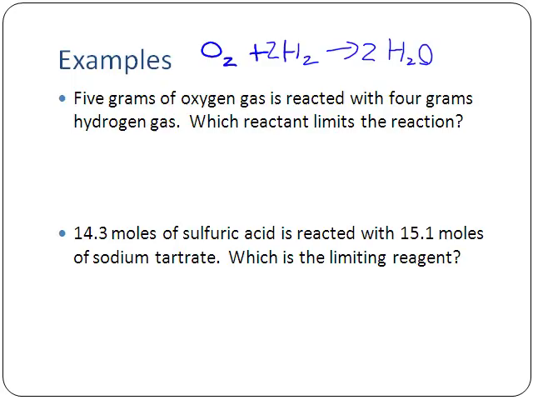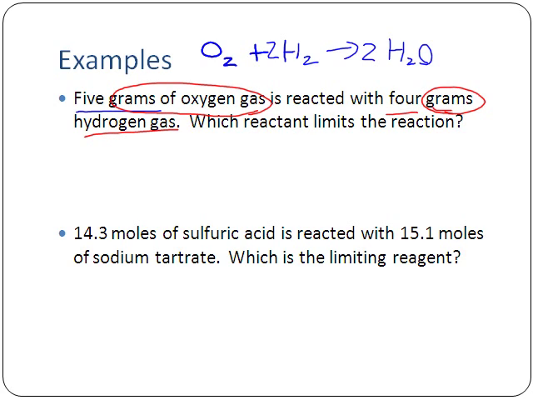Next step, what you're going to do is you're going to say, okay, let's pick one of the 2 to start with. I'm just going to say let's start with the first one, 5 grams of oxygen gas. What you're going to do is convert from the unit of the first one, which is grams of oxygen gas, into the units of the second one, which is grams of hydrogen gas. And we're going to see if it's bigger or smaller than 4.